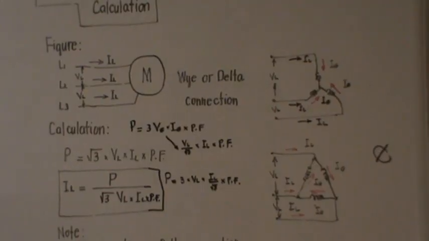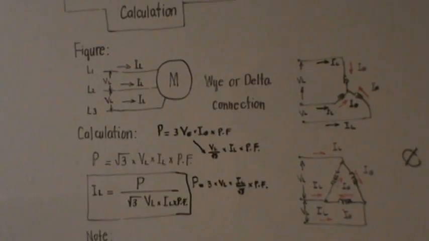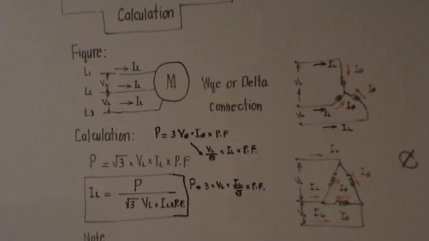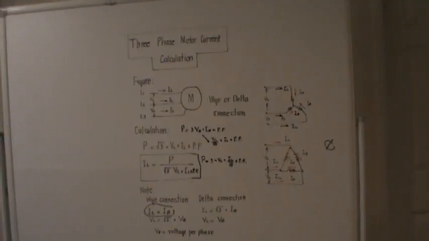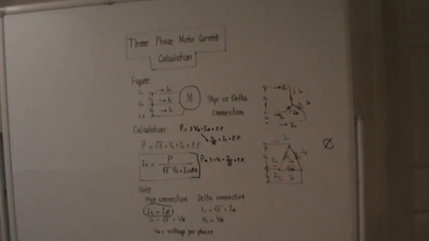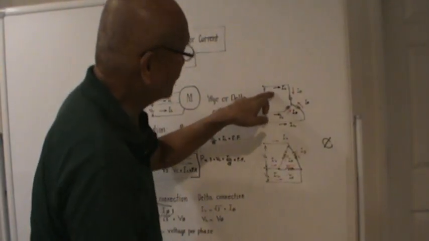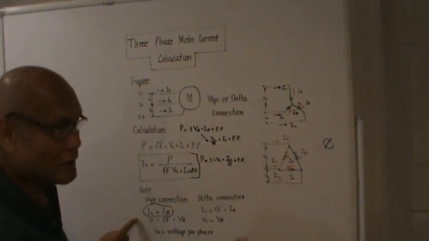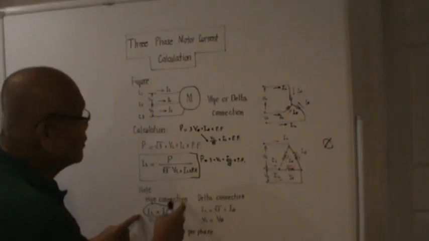Could you see it, guys? Oh, it's on the bottom portion. For a Y connection, the line current is equal to the phase current. So there's a relationship: line current is equal to phase current if the connection is Y.